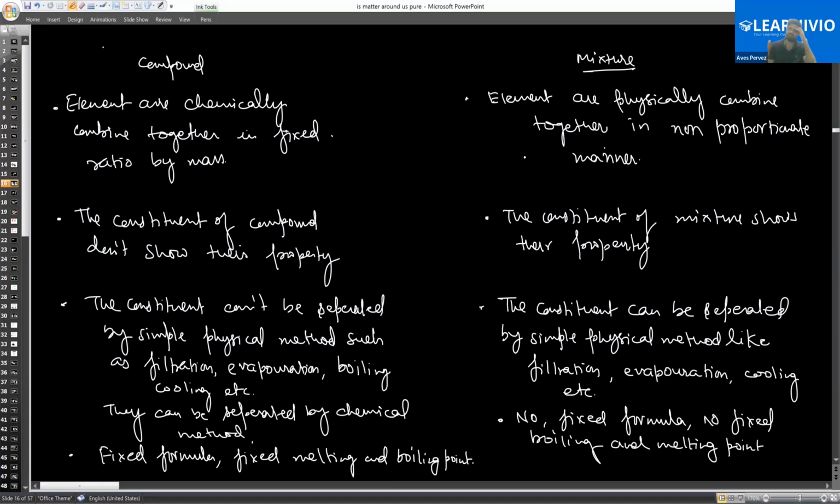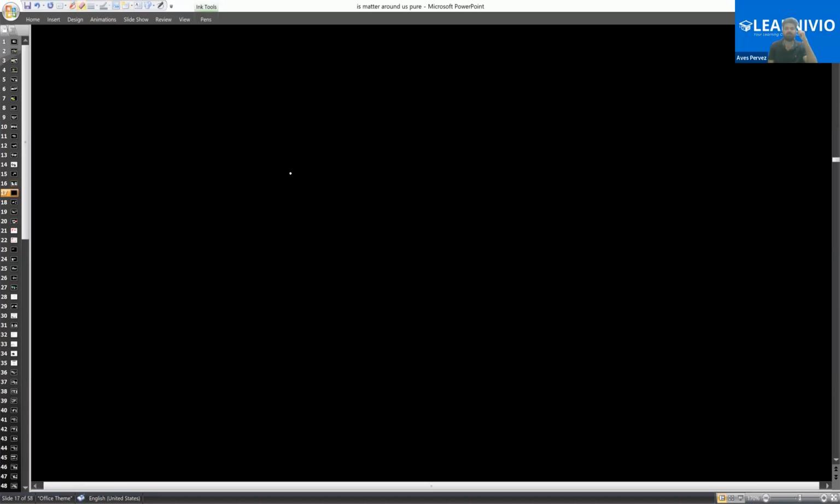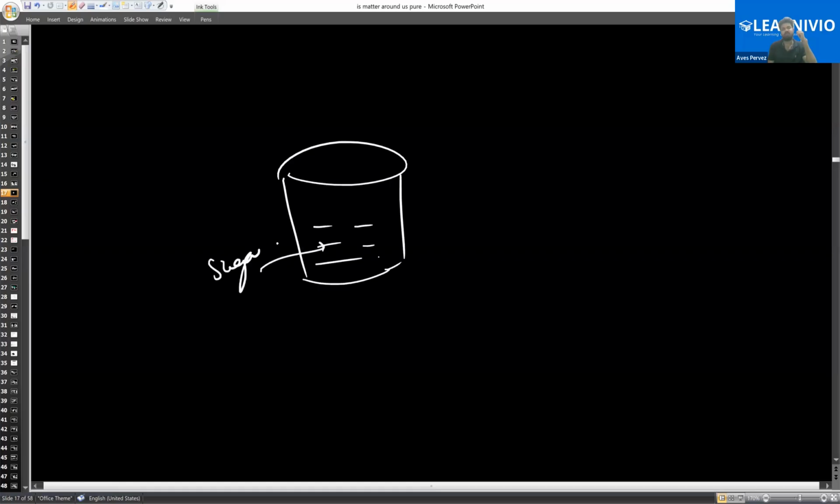In mixtures, elements are not chemically combined together. Let me explain. For example, if you are going to make a solution, you take water and add some sugar to it. If you add 2 tablespoons of sugar, then it will be a sugar solution. If you add 3 tablespoons of sugar, then it is still a sugar solution.